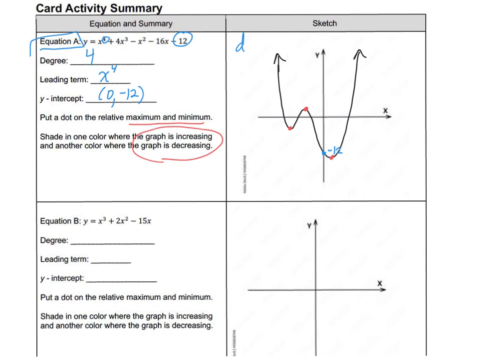And then it says shade one color where the graph is increasing. So I'm going to shade green. This is where it's increasing, and this is where it's increasing. Increasing from left to right, so we always read from left to right. I'm walking up a hill from left to right. And then decreasing, we're going down the hill from left to right. So the blue portion is where it's decreasing, the green is where it's increasing. I have points where my maximum and minimum are. This is a relative max. This is a relative min. This is a relative min.